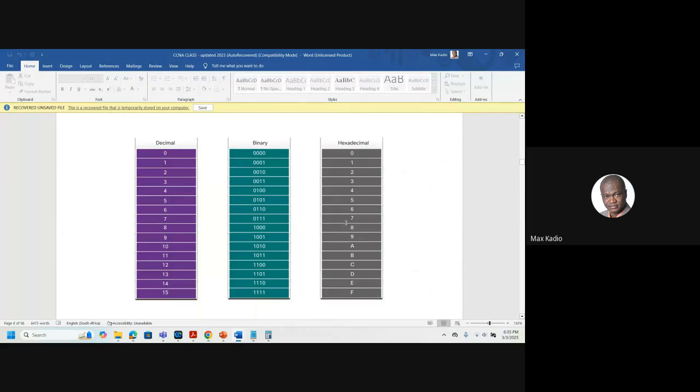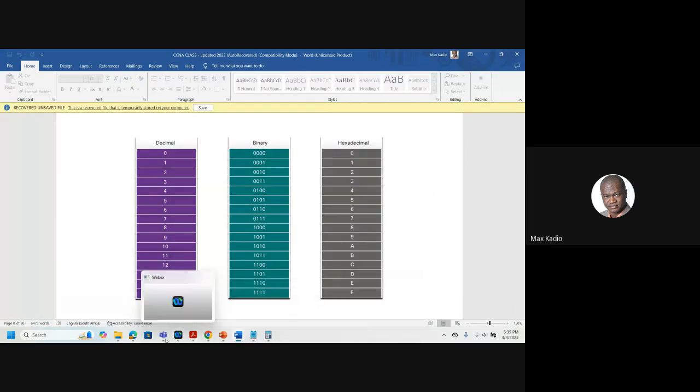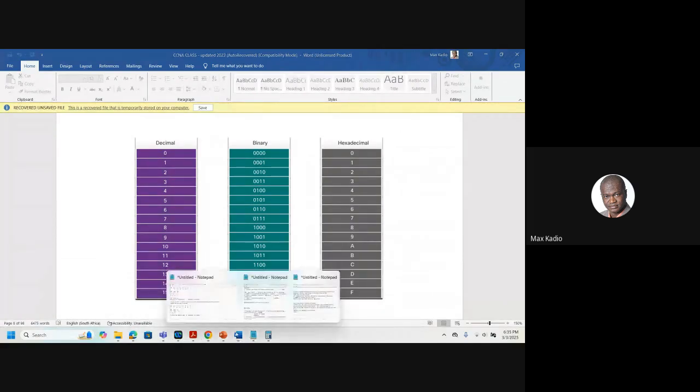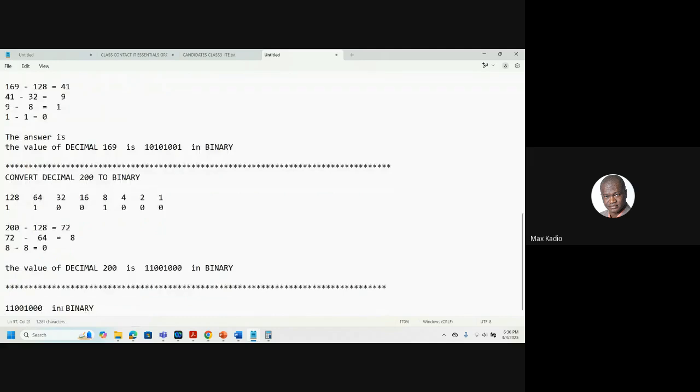So yes, this is our table to convert decimal to binary to hexadecimal. If someone asks you, we're going to take this binary now. This one is very simple, very easy. Convert binary into hexadecimal, in hexa. It's very simple.